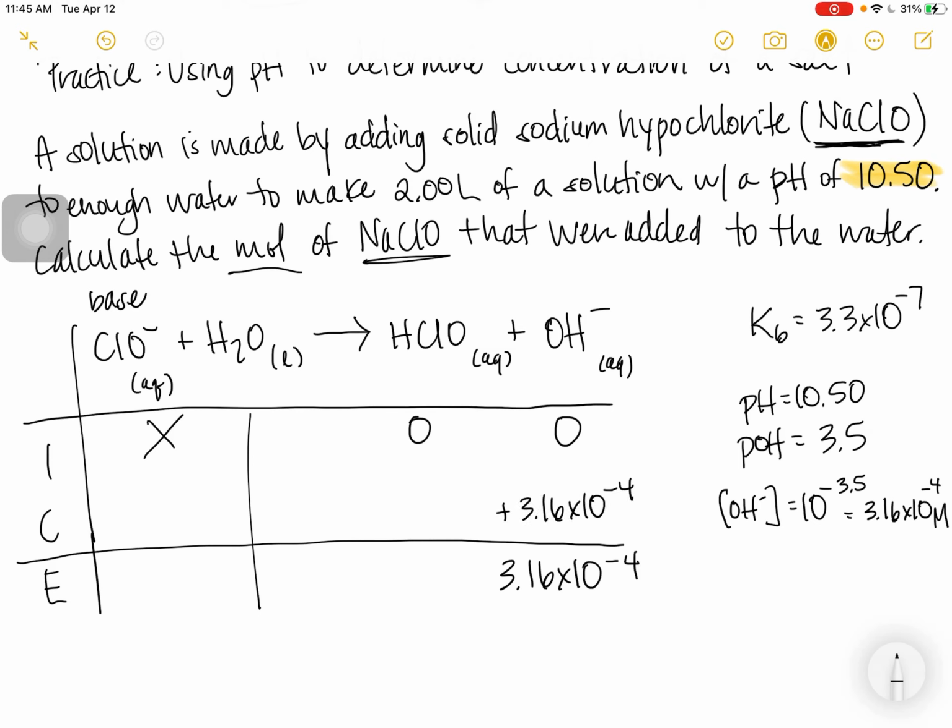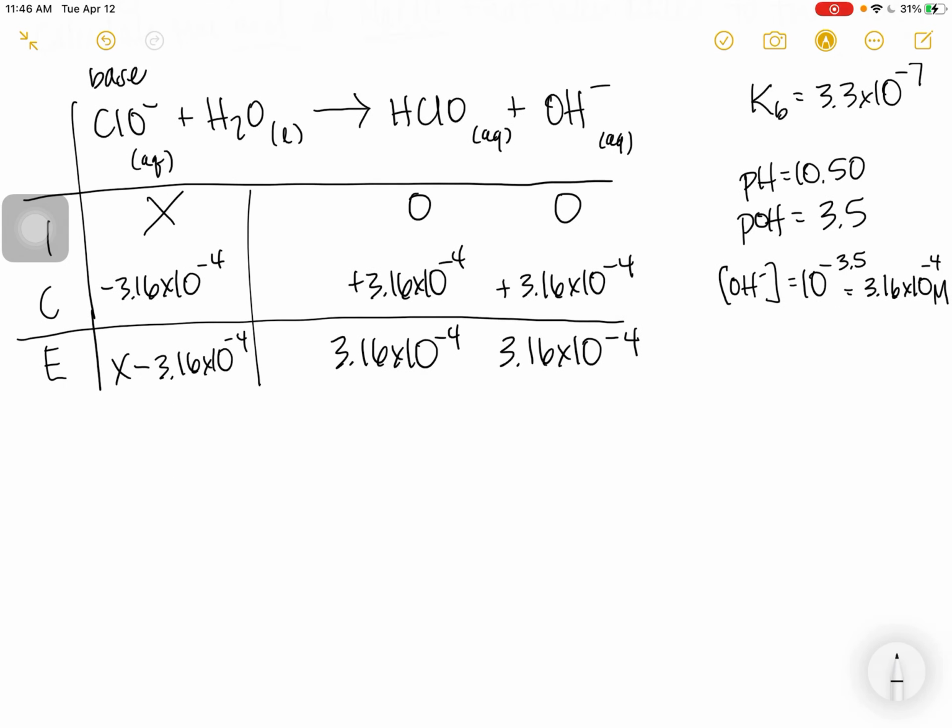Look, I know that this is increasing by this amount. And it's a 1-to-1 ratio, so is this. Which means that this has to be decreasing by that same amount. So my equilibrium concentration of the ion is going to be X minus that. Okay, so now we know that that number is going to be small in comparison to what X was to begin with, but I have to leave that number in there as I now attempt to solve this equation for X, okay?